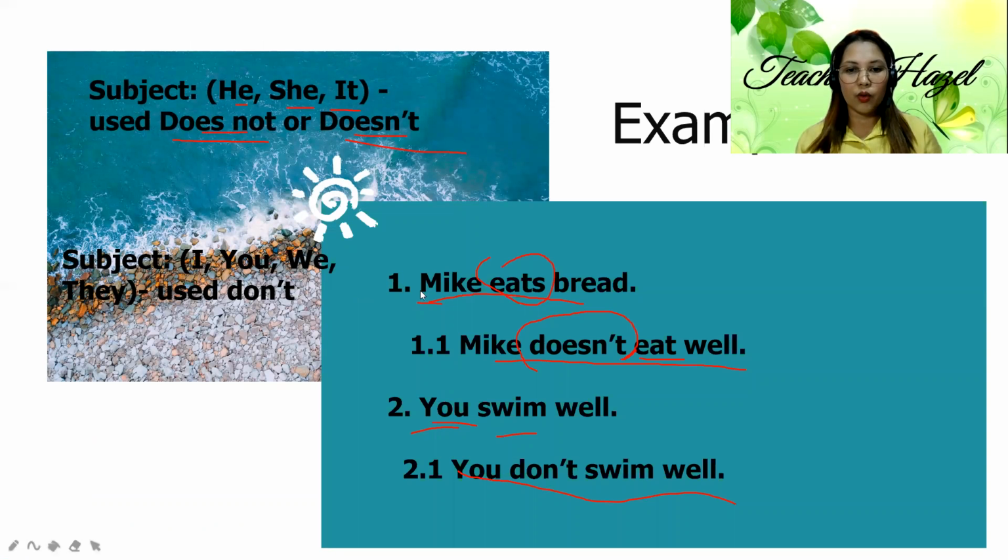All right, now we have here, Mike eats bread, right? So I put an S at the end of it because of the subject Mike, right? Which is a he. Now, that's not a negative statement. What happens when I want to turn it into a negative statement?